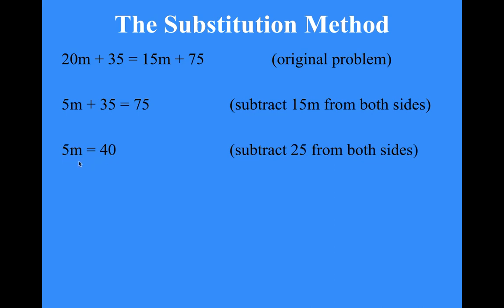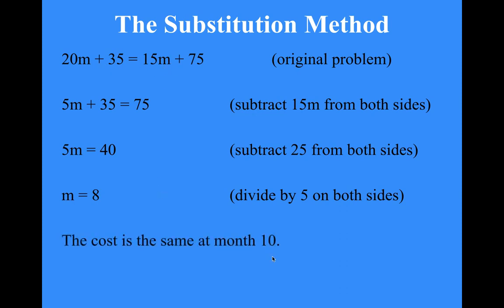And since this is multiplication, to undo that, I'm going to do division: m equals 8. Now, if m equals 8, I can figure out when these two are going to be the same. I know that the cost is the same at month 10. How much is the cost at month 10?